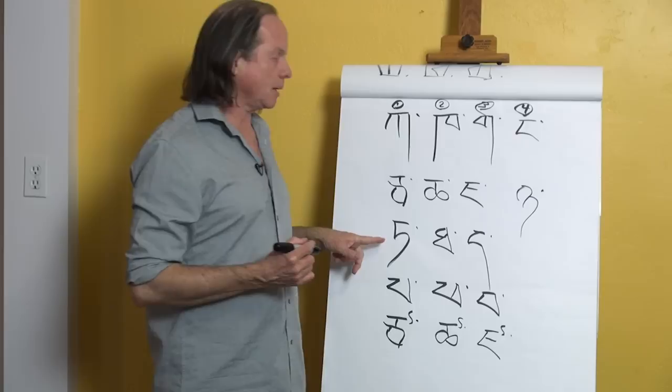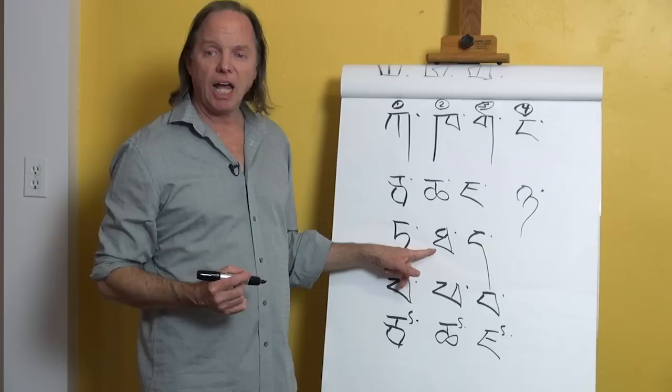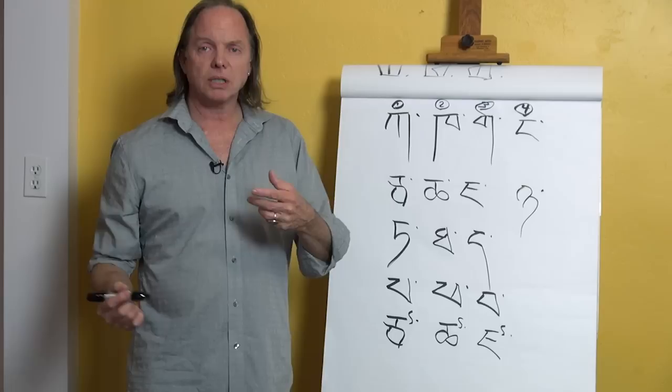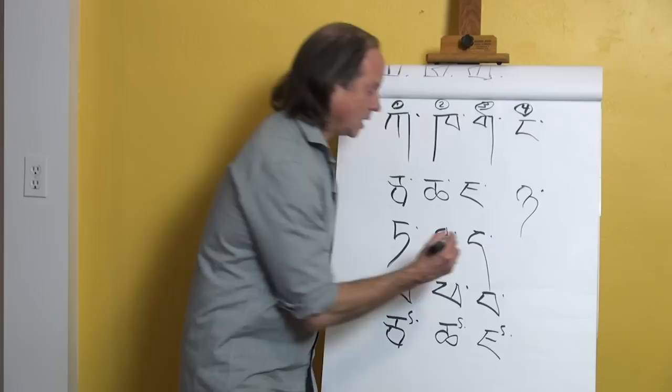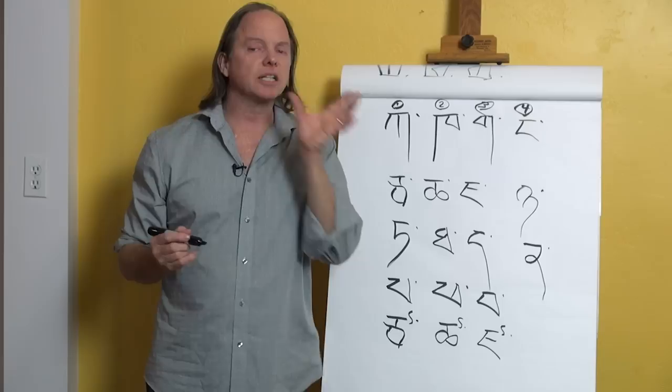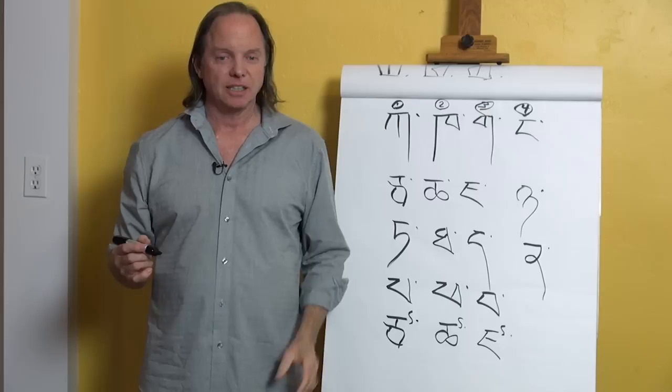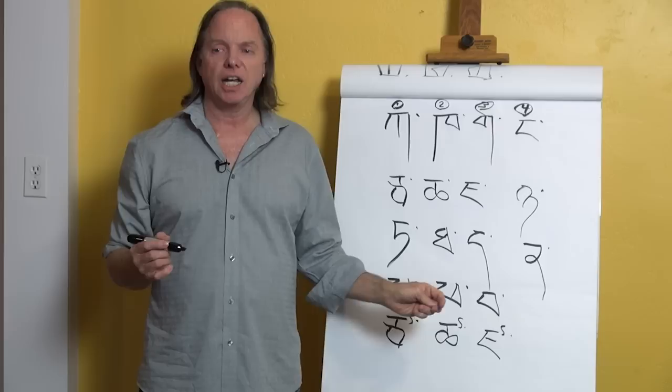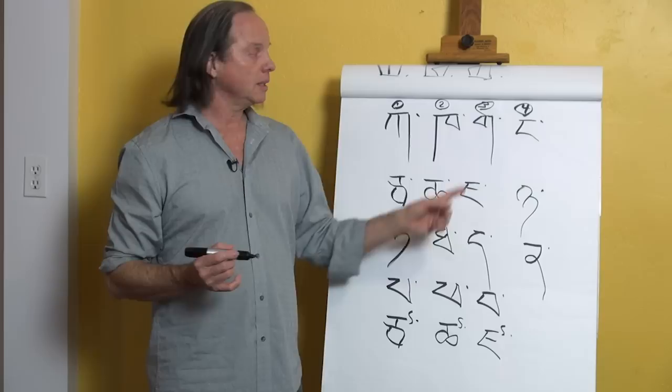Okay, now we're going to need a dental nasal. Say ta, ta, ta. Then what's the nasal from behind your teeth? Na. See, the contact is being made right behind your teeth. So it's not technically a dental, but we call it a dental. Ta, ta, na. Let's go down the nasal column so far. Na, nya, na.